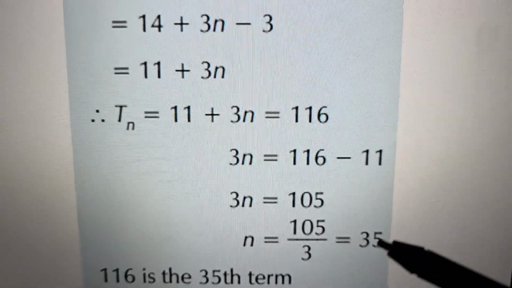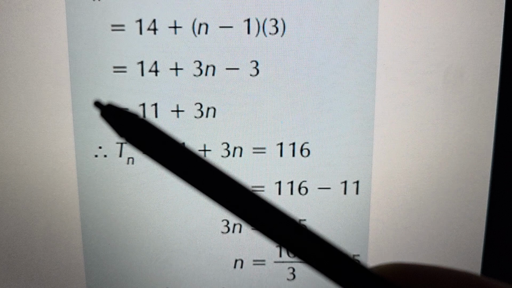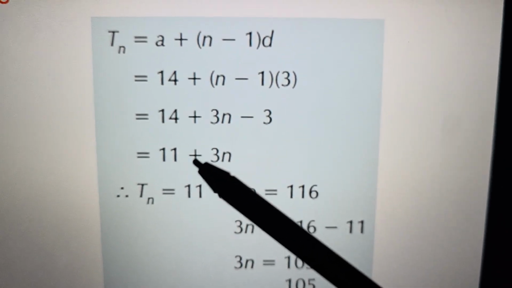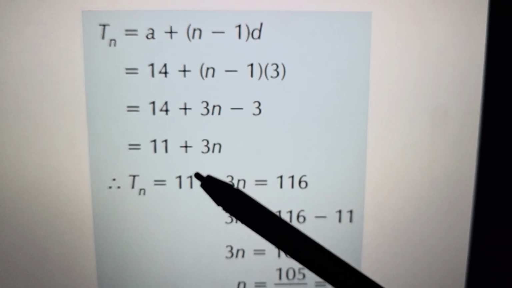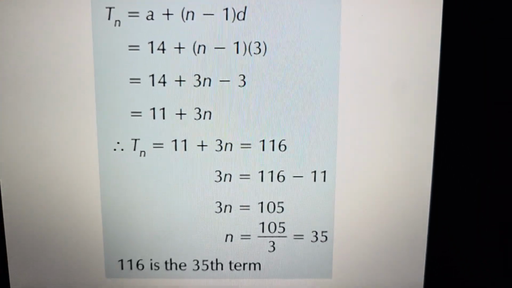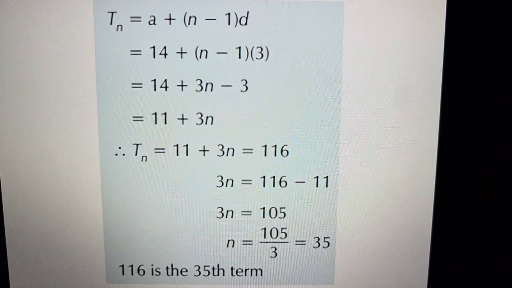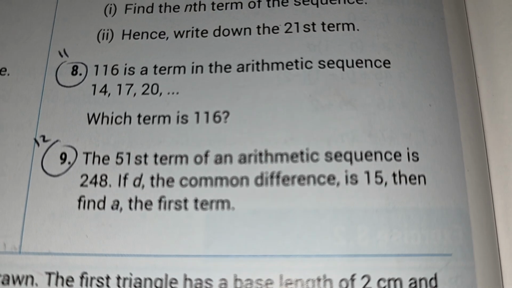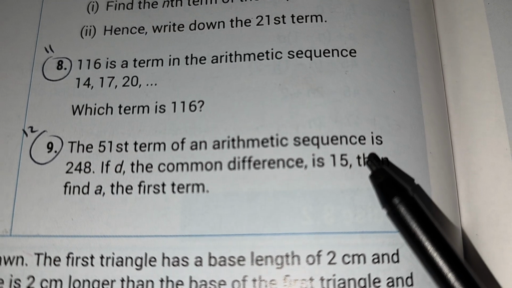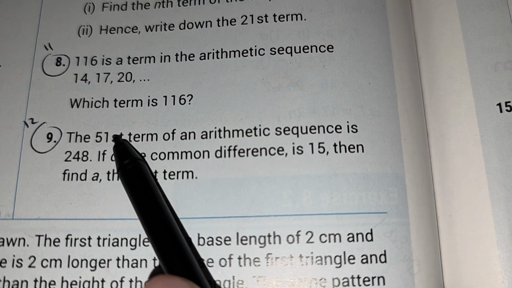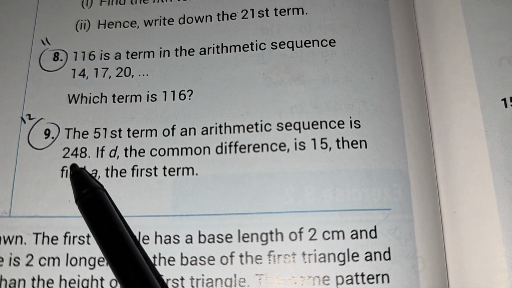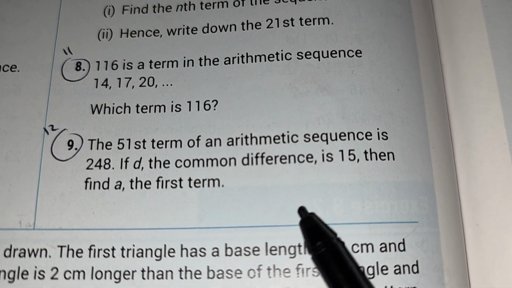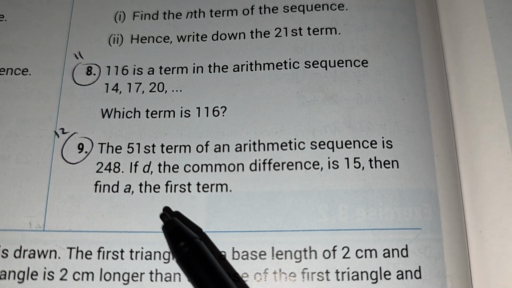You can check if that's correct. If you now sub 35 into your T of n formula here, so that's 11 plus 3 times 35, you will get back 116. So you'll know that your value for n is correct. So the 35th term is 116. Question 9. The 51st term of an arithmetic sequence is 248. So term 51 equals 248. If D, the common difference, is 15, then find A.